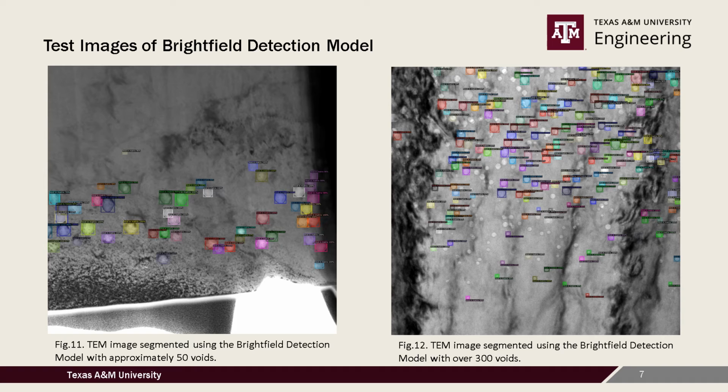Shown in these test images are masked segmentation filters of voids using the bright field detection model. In Figure 11, in a bright field TEM image with approximately 50 voids, the model performs very well with an accuracy nearing 100%. On the other hand, in Figure 12, the model performs poorly when testing on an image with over 300 voids, as well as experiencing background texture noise. It misses nearly 50% of the voids in the test image.